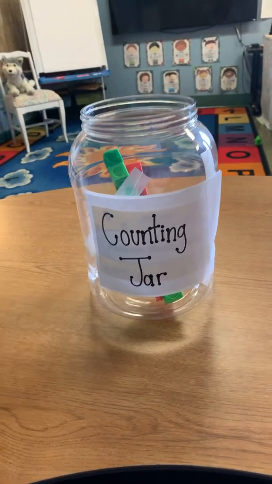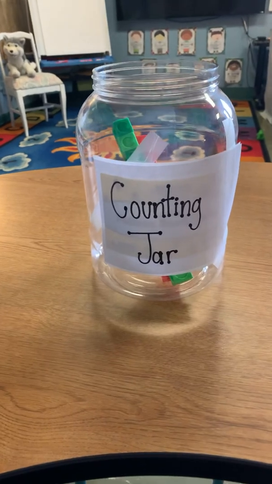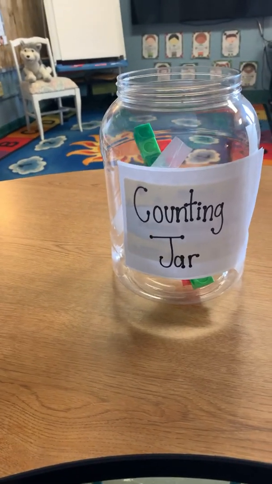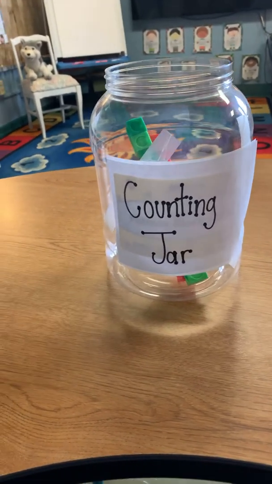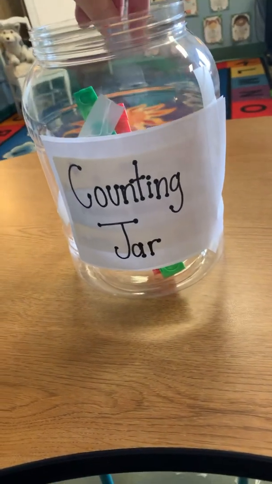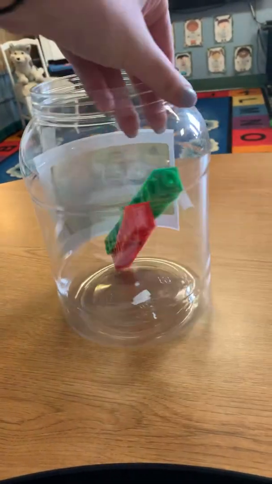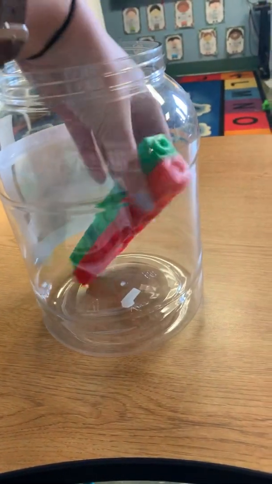Hey kindergarten, so we're going to talk about teen numbers, and we're going to start off by reviewing our counting jar. We've been using the counting jar earlier this week, so I want someone to tell me, what did you notice about what was in the counting jar? What did you notice about what was in there?